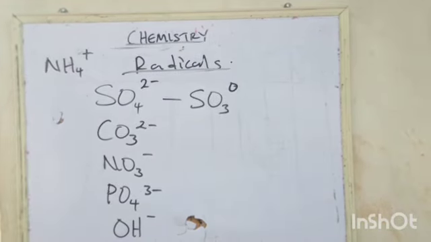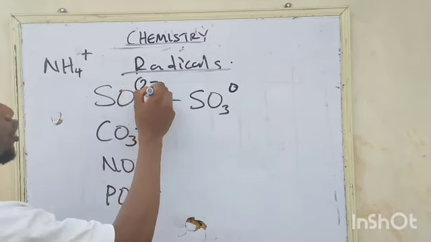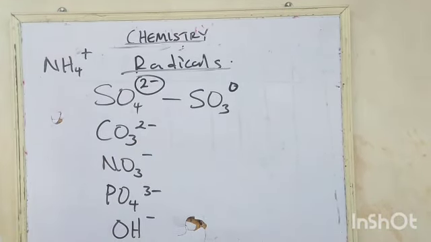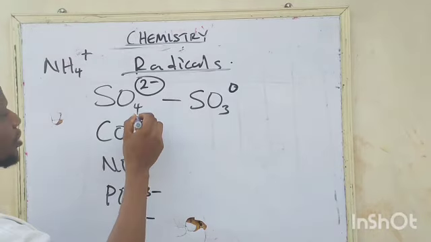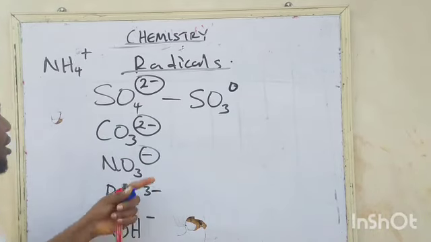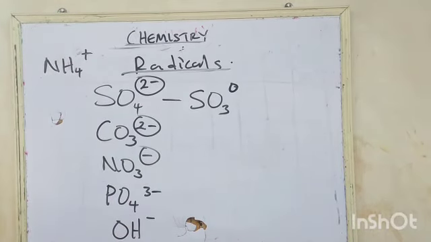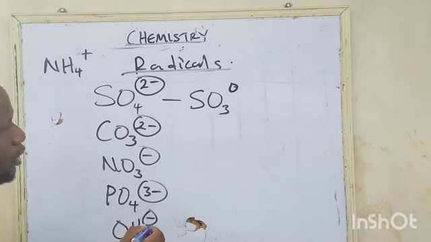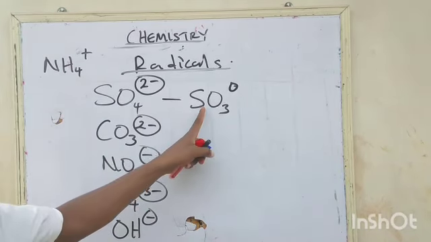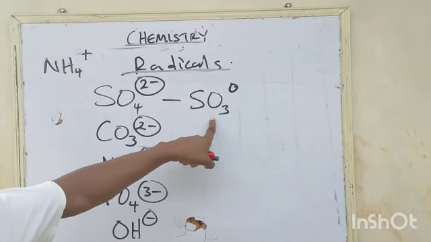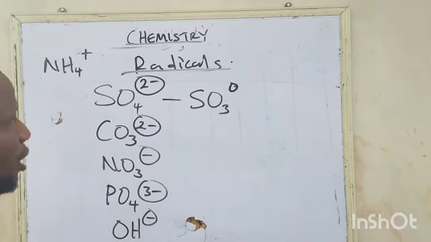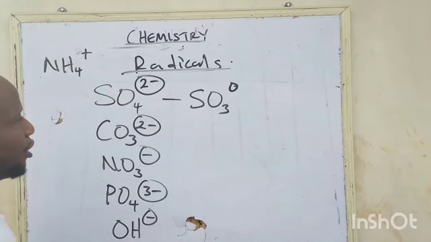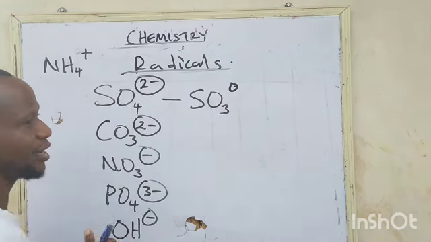Now, how do we come about this? How does this 2 minus come about? How do you find out or calculate for this? And that's what we're about to do now. Quickly, let's look at how this is not a radical. This is just a compound or a gas of the sulfur and oxygen, a sulfite gas.